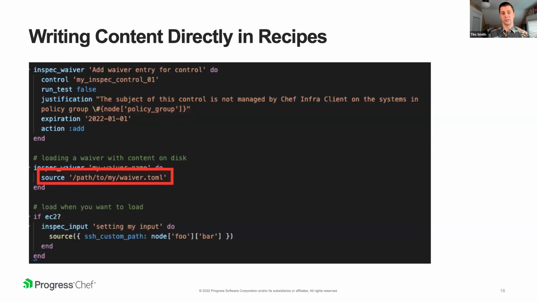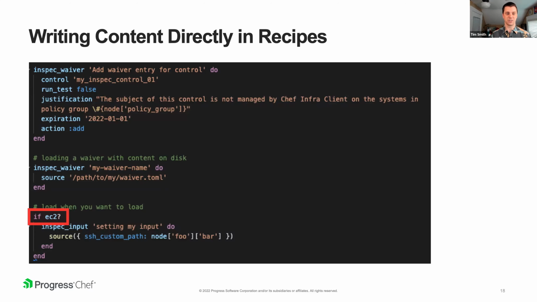I can do things like load from a source on disk. This might be laid down by Chef. This might be a remote file resource that pulls this down first, or any other kind of thing, right? I could lay this down with a third-party tool if I wanted to, but I can source this right from disk. And then I can also do things like using all the helpers that are in the Chef Infra language.